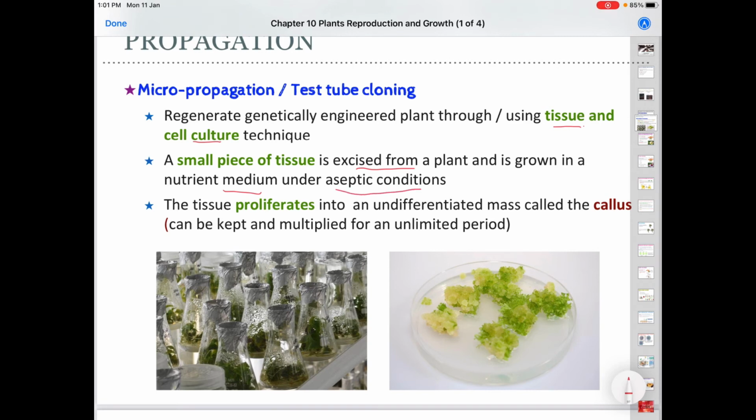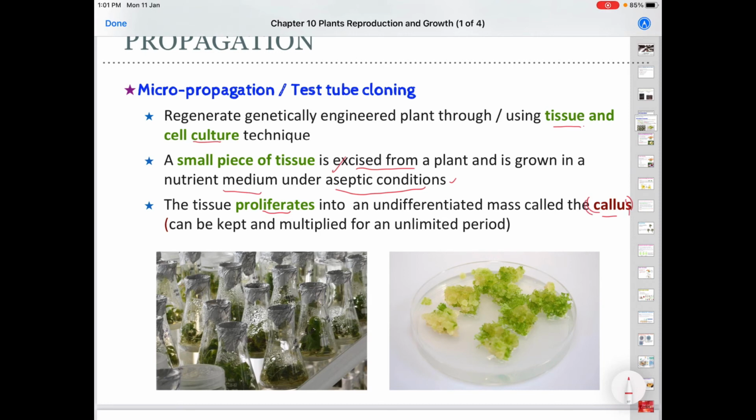That media is the nutrition for the growing plant. Under aseptic condition, meaning very sterile condition, the tissue will proliferate. Proliferate means start to grow into an undifferentiated mass called callus. The first tissue that develops from the tissue that we excise from the plant, we call the callus. So callus is an undifferentiated mass, like stem cells.